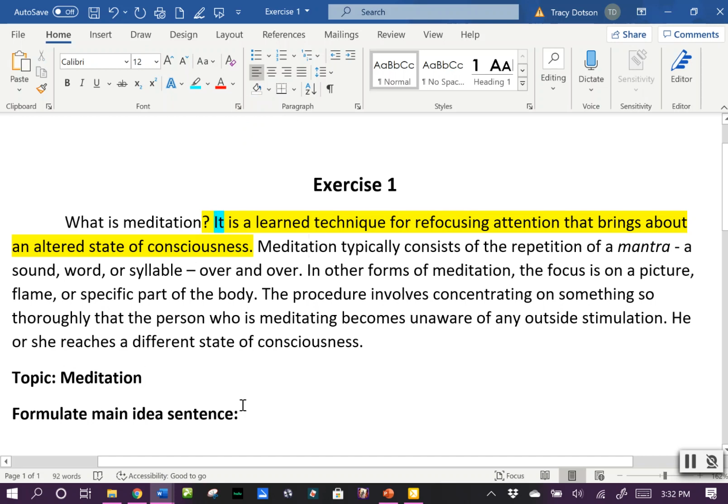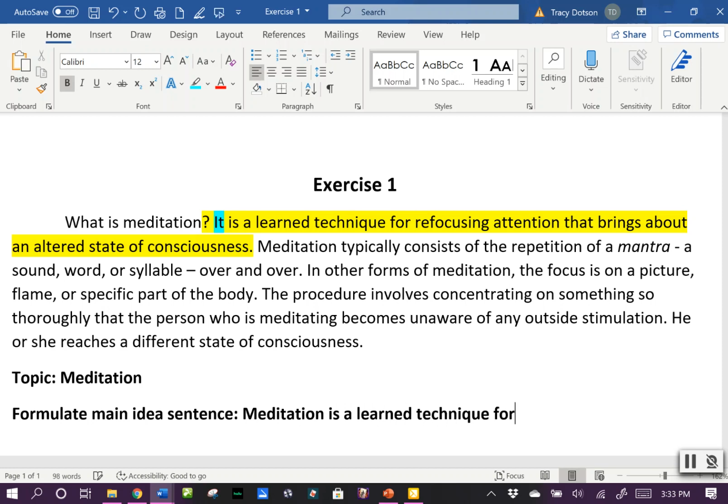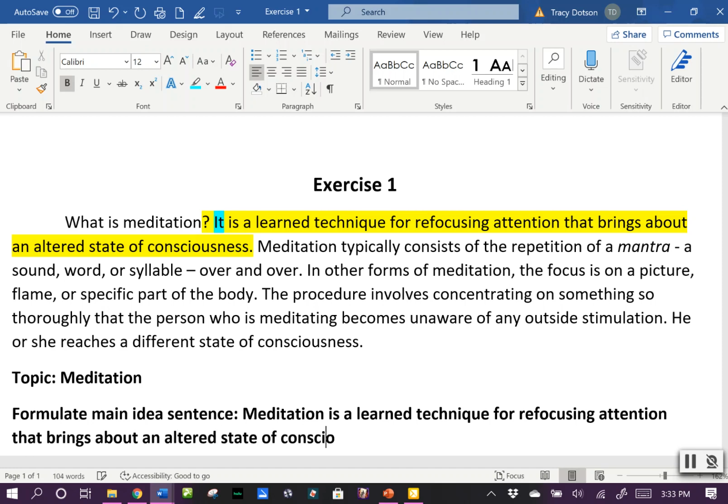So if we formulate down here, meditation is a learned technique for refocusing attention that brings about an altered state of consciousness. Okay, so that would be a good formulated main idea sentence. Okay, we fixed the problem that was in this sentence. It had our main idea, the most important point about it, but we needed our topic.